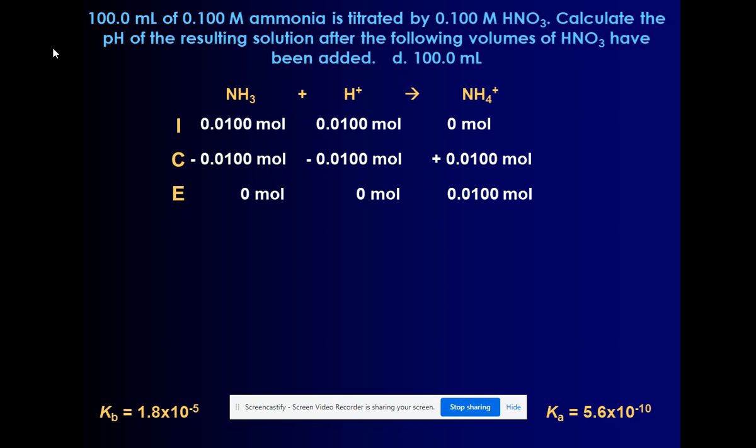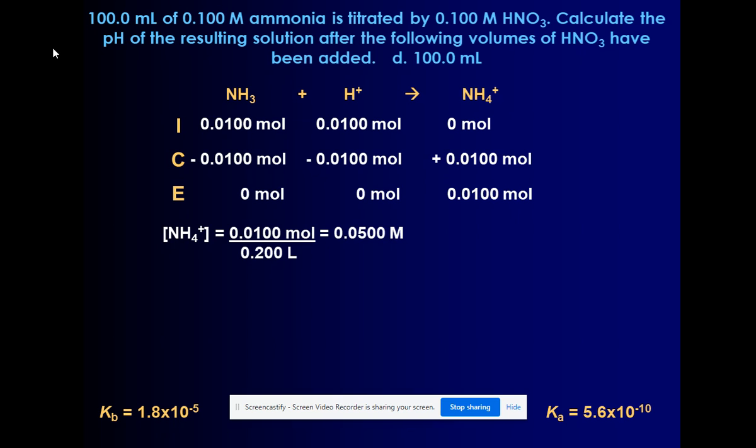Since the only ion present is a weak acid, we cannot find the pH using Henderson-Hasselbalch. We have to have weak acid and conjugate base to use that. So we would need to use the Ka expression for ammonium to determine what the pH will be of our mixture at this equivalence point. Remember, the pH should be acidic at the equivalence point, and we only have an acid present, so that makes sense.